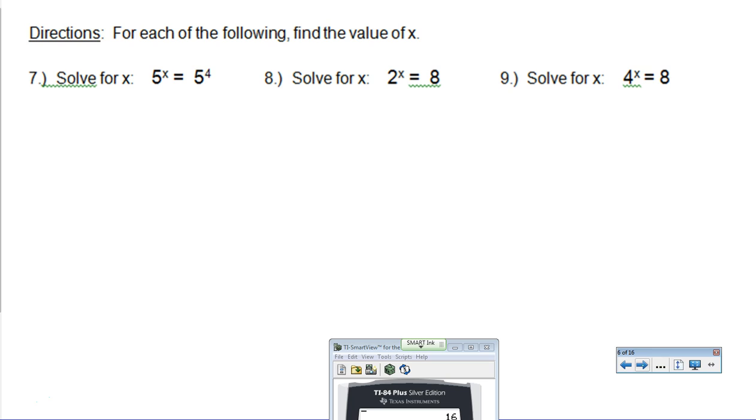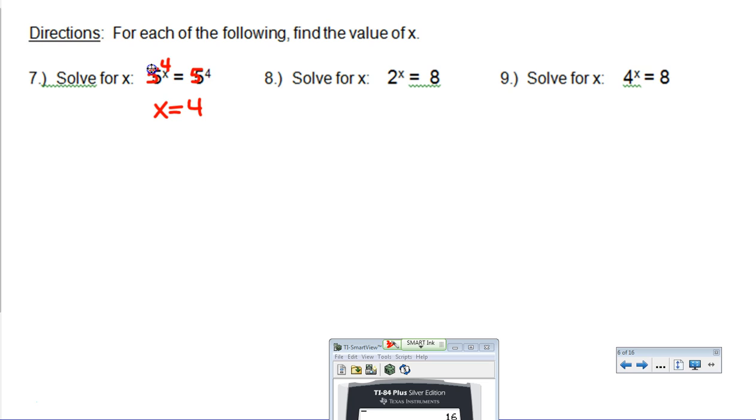So the reason why is this. For number 7, we want to know what x number would make 5 to that number equal 5 to the 4th. Now, they both have a 5 base. So if they both have a 5 base, the only way a 5 to the 4th can equal a 5 to the x is if this number x is a 4. Has to be. 5 to the 4th power equals 5 to the 4th power. So that's what our objective is today, is we want to get the bases to both be the same.